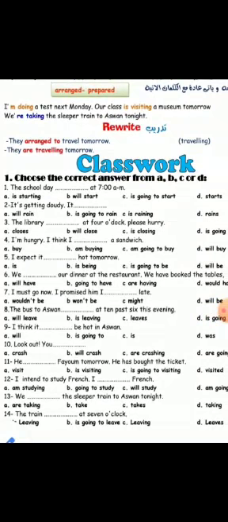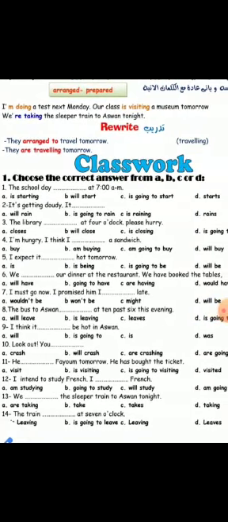Number three, the library at 4 o'clock. Please hurry. The library closes, because this is a timetable. The library closes at 4 o'clock. Please hurry. Number four, I'm hungry. I think I will have a sandwich. This is a quick decision. When I feel hungry, I have a sandwich.